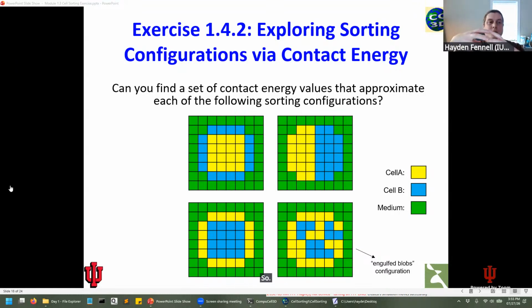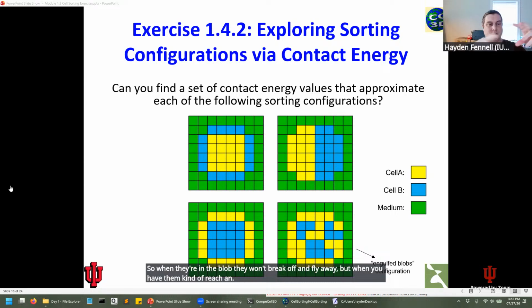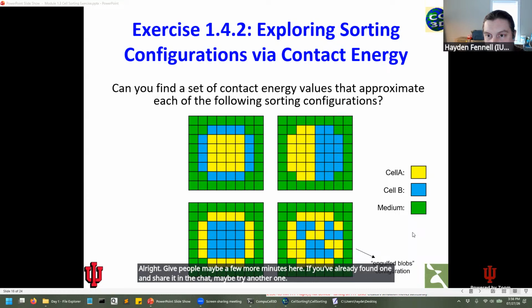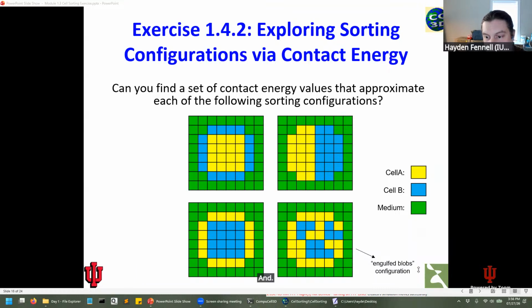So when they're in the blob, they won't break off and fly away, but when they reach an arrangement where one is isolated and only touching B and medium, it'll fly off into the medium. There's a couple ways you can address that. One would be by making its preference for the medium either equal or higher than AA contact. Give people maybe a few more minutes here. If you've already found one and shared in the chat, maybe try another one. And then for the last 30 minutes, we'll have even more extension activities on how to make these simulations even more interesting.